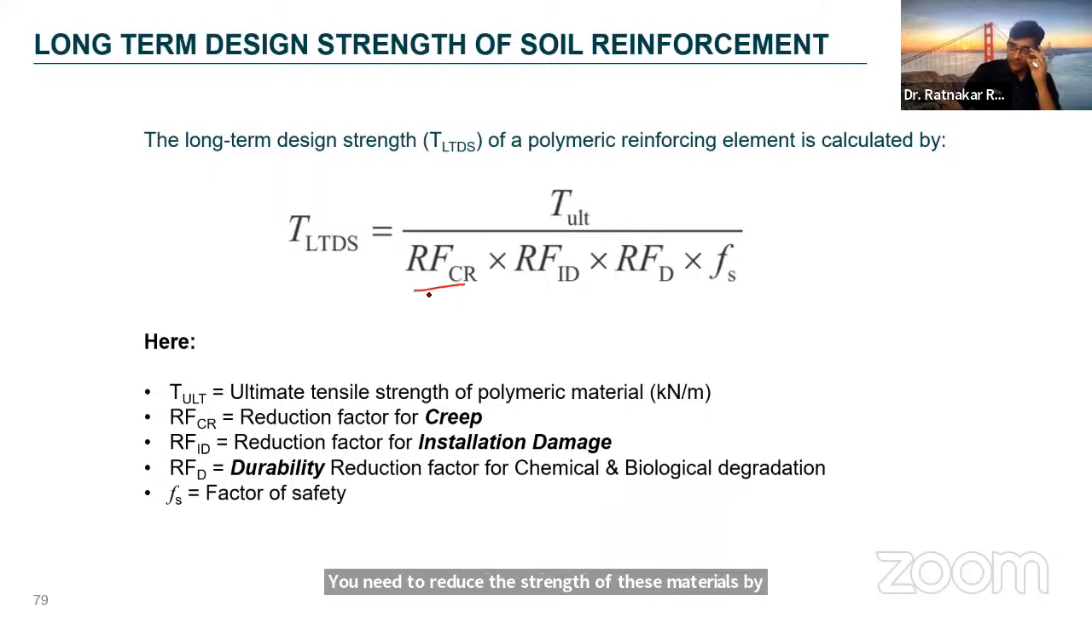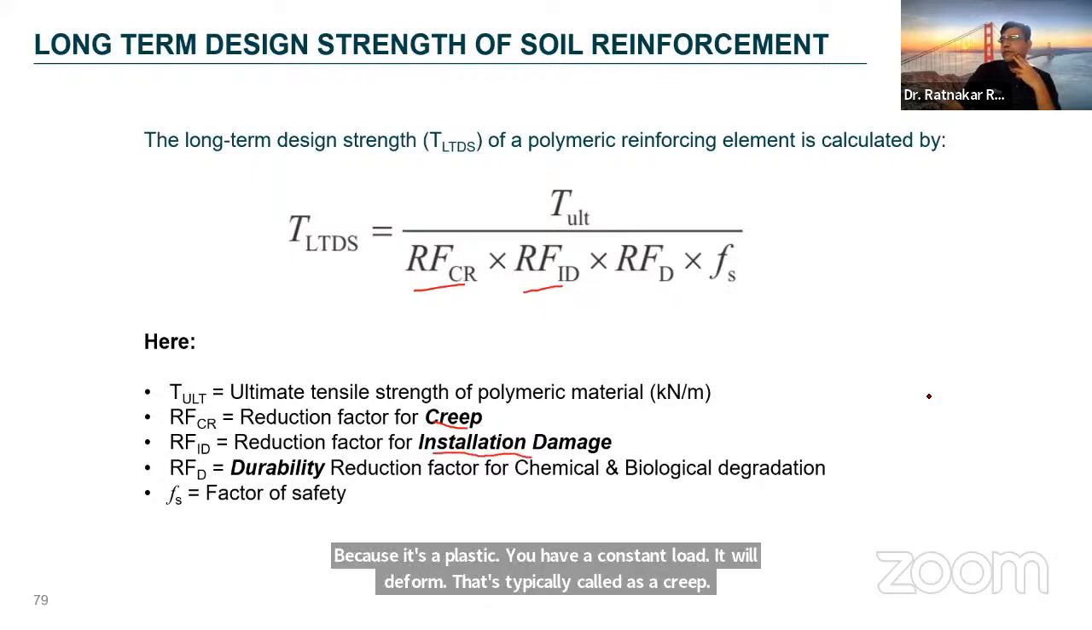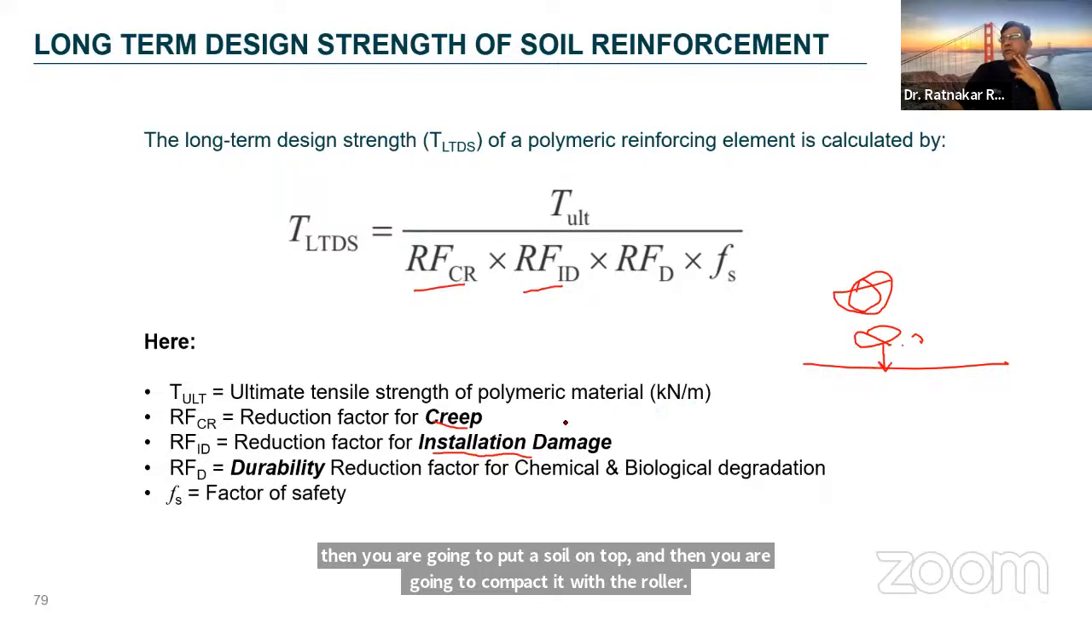These polymeric materials will deform over a period of time because it's a plastic. You have a constant load, it will deform. That's typically called creep. Installation damage. So basically, when you have the reinforcement and then you are going to put soil on top and then you are going to compact it with the roller, there will be some damage happening to this reinforcement.